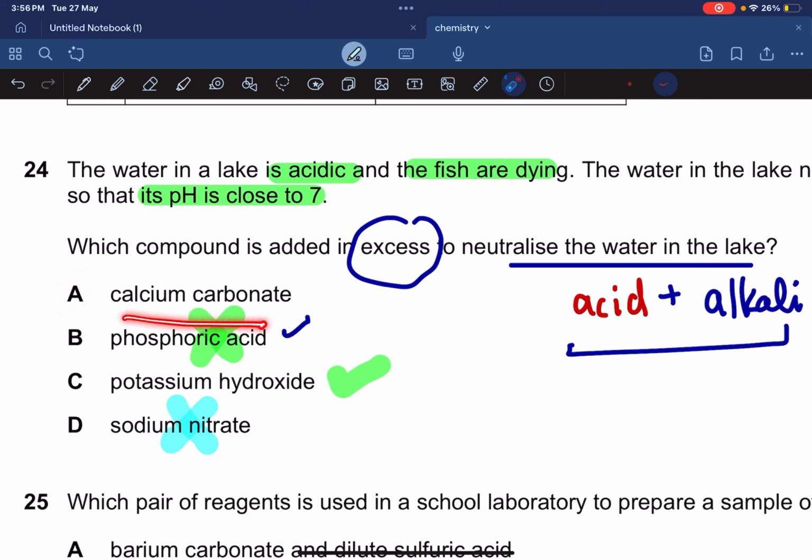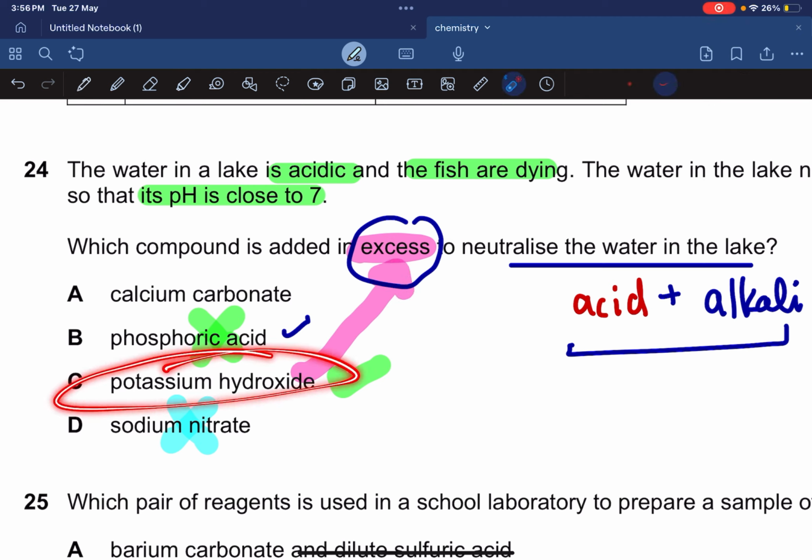And why A, not C? Because potassium hydroxide is an extremely strong alkali. It has a pH close to 14. That's an extremely high pH. We cannot use potassium hydroxide because we are adding the alkali in excess. If you don't want acidic water, do you want alkaline water? No, because you're adding in excess. You cannot add excess of such a strong alkali. All the fish are going to eventually die because of this extremely alkaline potassium hydroxide.